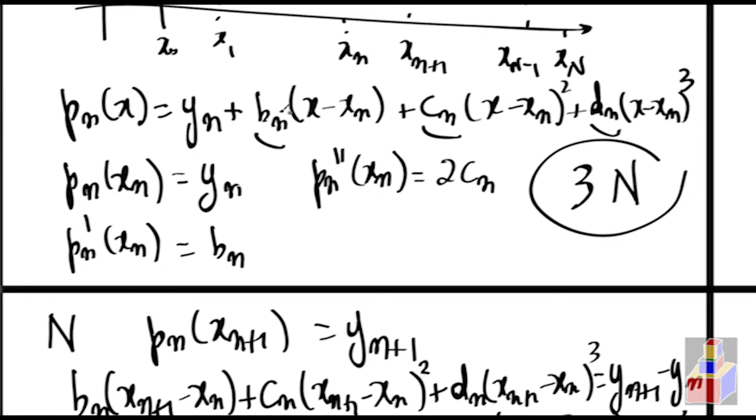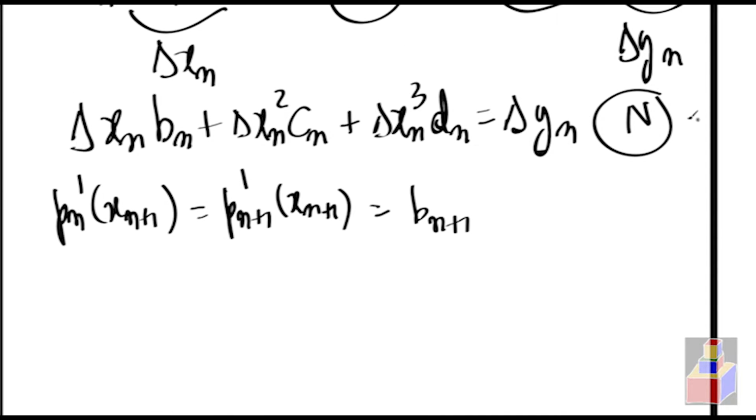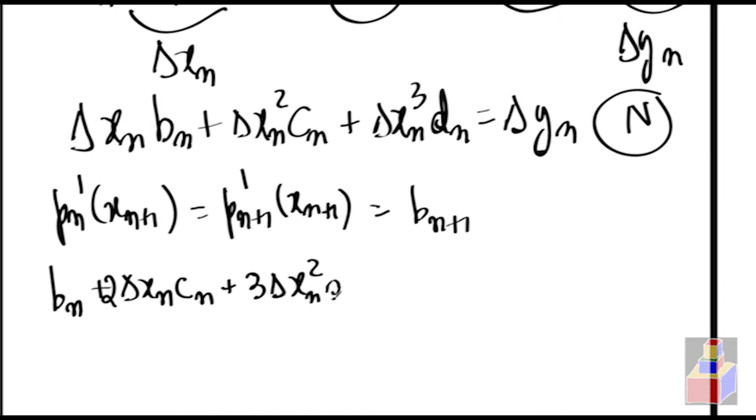At xn plus 1 the derivative is going to be Bn plus Cn times 2 times the delta x plus 3 dn delta x squared. So we're going to have something like this: Bn plus delta xn times 2 Cn plus 3 delta xn squared dn. Yeah, this is correct. This is the derivative, right? Equals Bn plus 1.